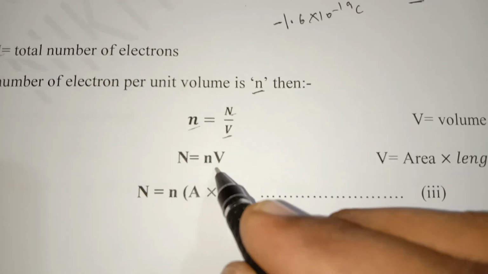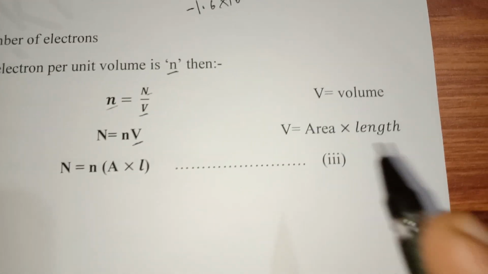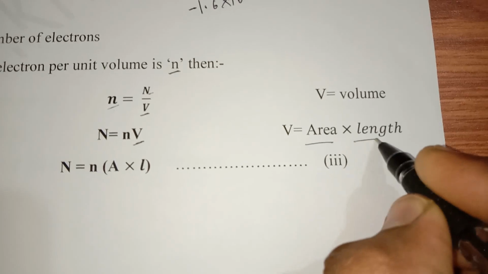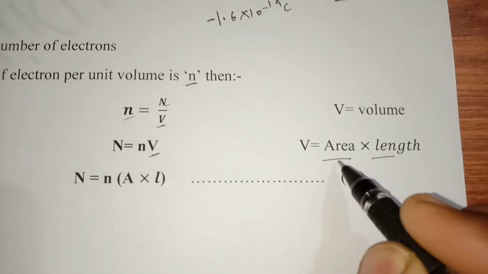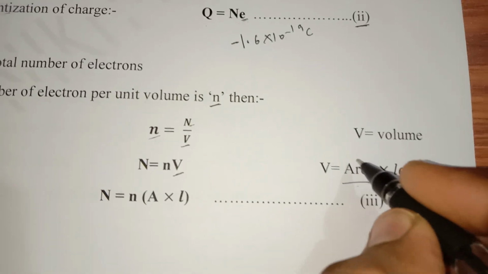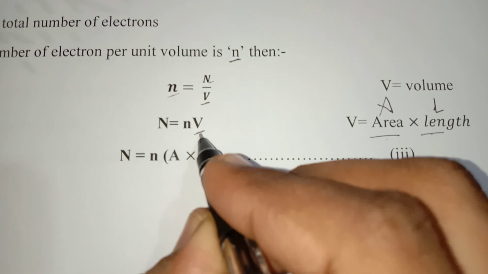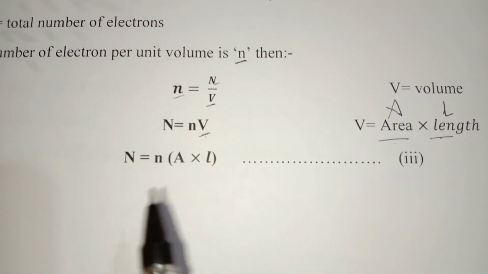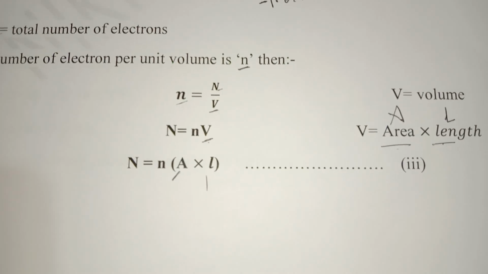Now here V is the volume, and we all know the volume can be written as area multiplied by length. There are three dimensions in volume, so volume can be written as area multiplied by length, and here we consider the area is A and the length is L, so the volume can be written as A multiplied by L. Here A is the area and L is the length of the conductor.